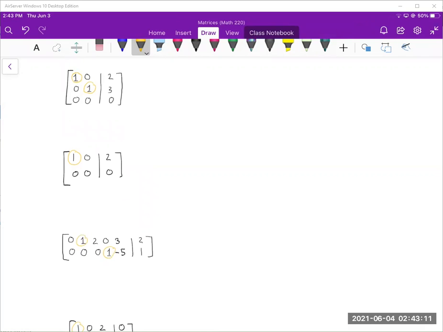And if we look in any column containing one of these leading terms, we're going to see that the other entries in that column are equal to 0. So for example, here in this third matrix, if we look above and below these first non-zero terms in a row, we see that we have zeros. So all of these are examples of matrices that are in reduced row echelon form.